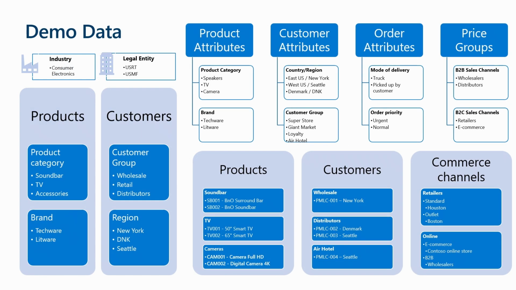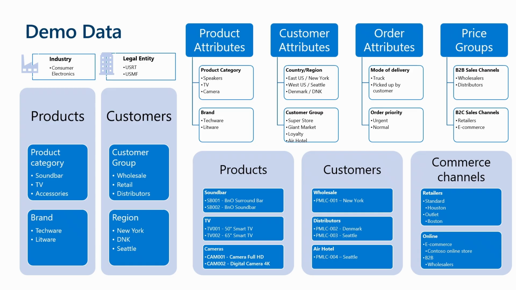We have also included the demo data that we are going to use throughout this series to explain different aspects of pricing management. In this case, we have selected Industry Edge Consumer Electronics, and the legal entities that we will be using would be USRT and USMF. The product and customers, if you talk about, they can belong from different categories, which are soundbar, TV, and accessories. And the brand that we have chosen for the product is techwear and litwear. Similarly, for customers, they can come from multiple customer groups and different regions.